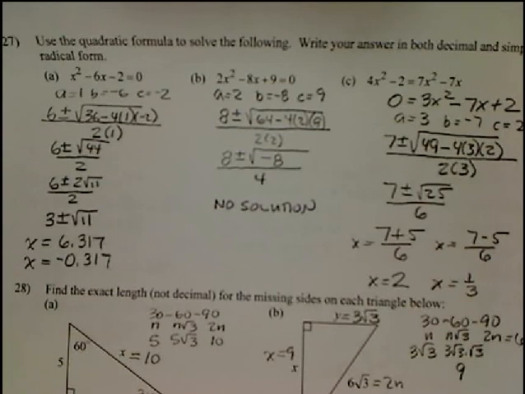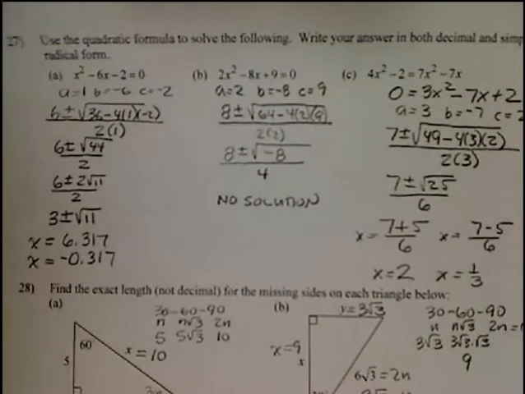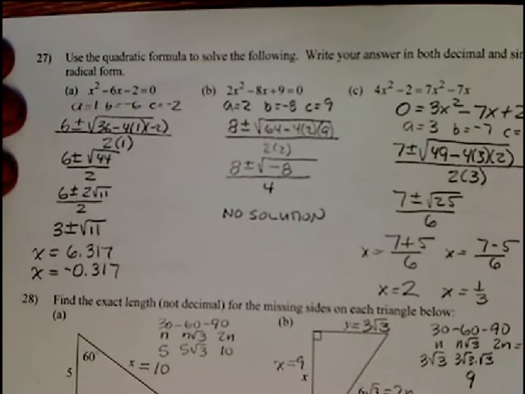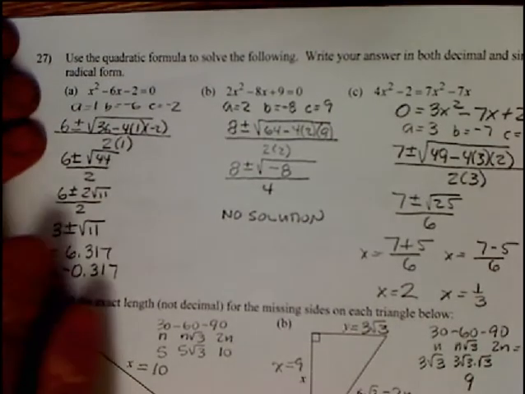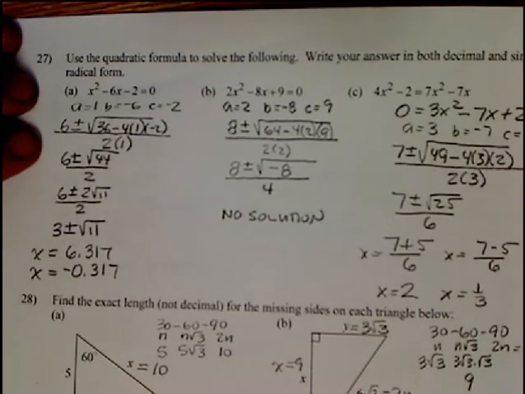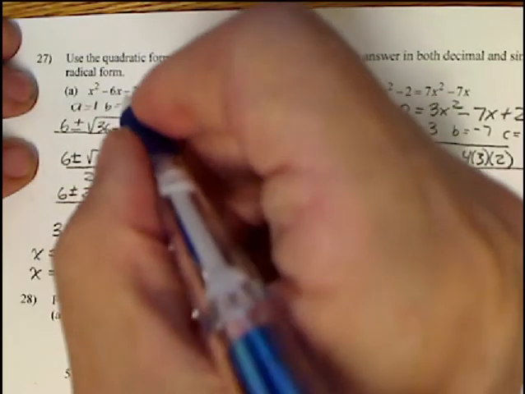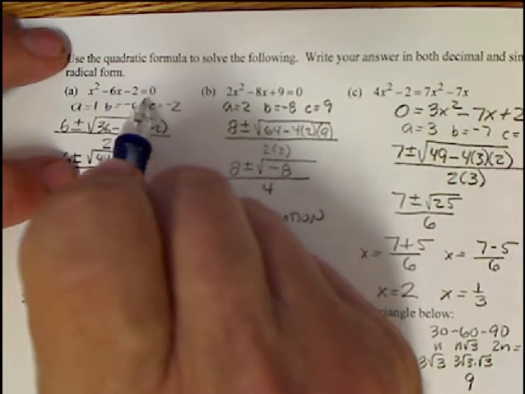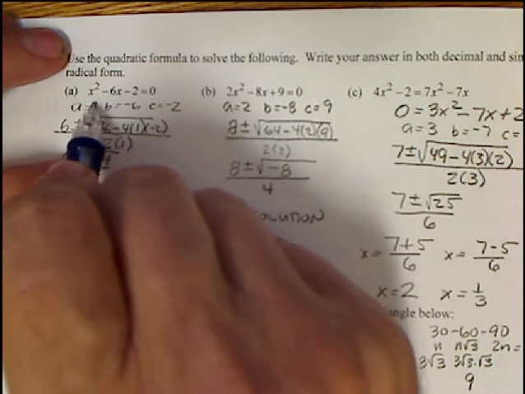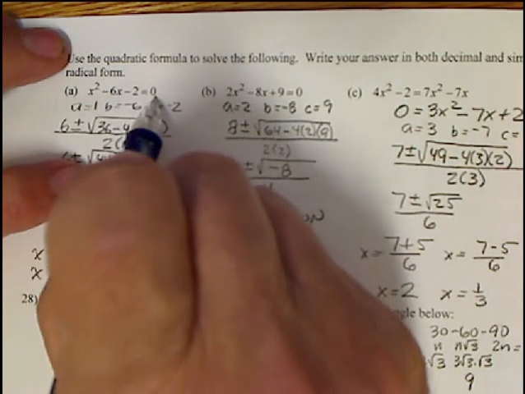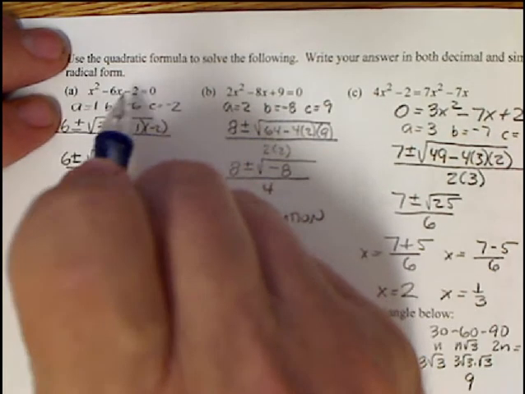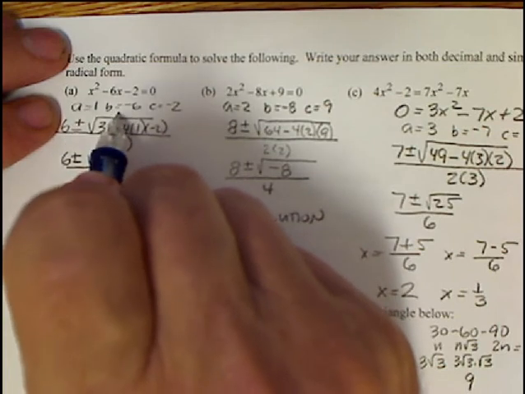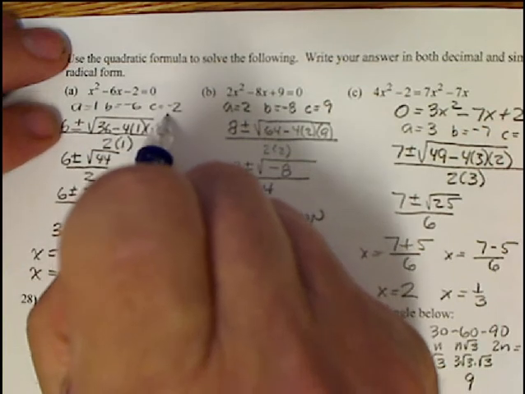Okay, this is the second page of our review. So this is the quadratic formula. You have to memorize the quadratic formula in order to be able to use this. Before I even use it, I've got to get into the form where the terms equal 0. So I've got x squared minus 6x minus 2 equals 0. This one's already in the form. Your a term is 1, b term is negative 6, c term is negative 2.